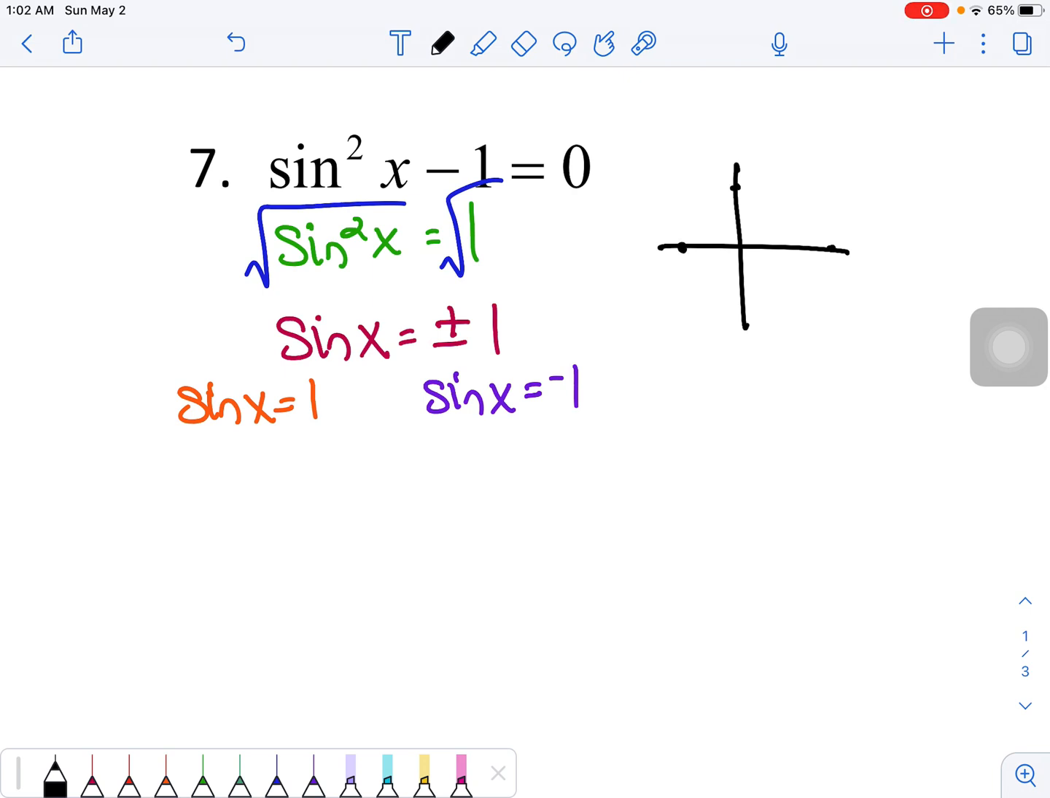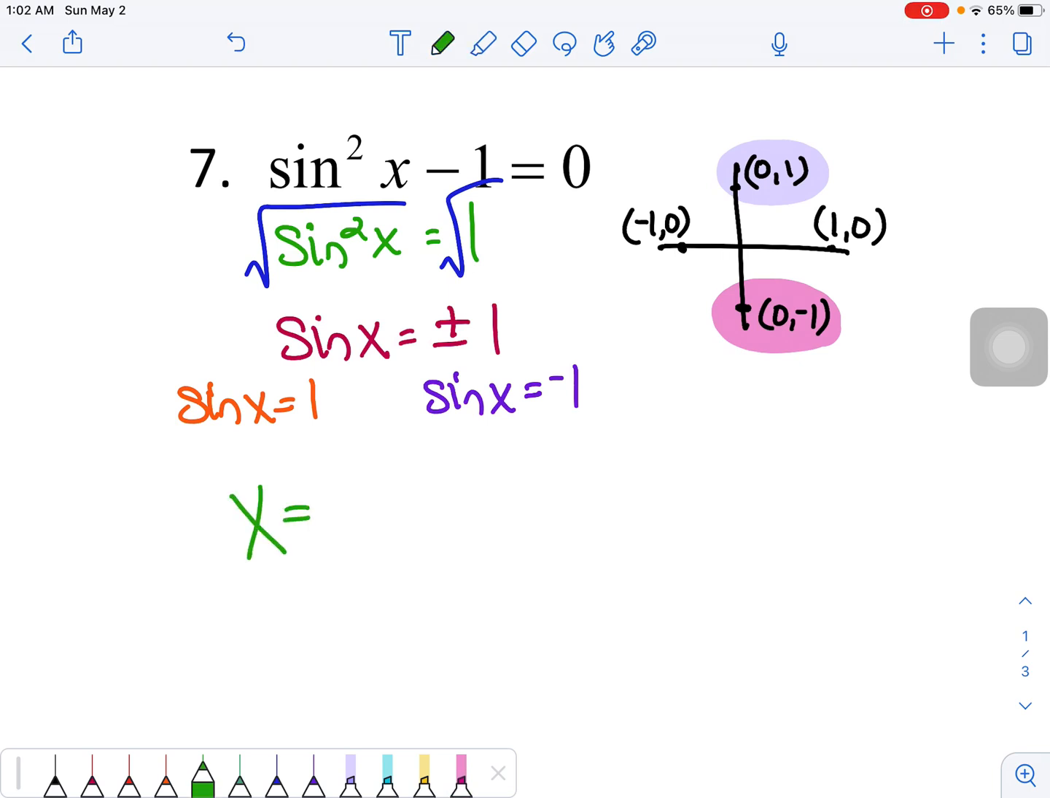So, remembering my little ASTC chart, I've got the point 1, 0, I've got 0, 1, -1, 0, and 0, -1. And I want to look for when sine is +1. Well, we've got one option right here. That's the only place that sine is equal to 1. And when is sine equal to -1, you got one option right there.